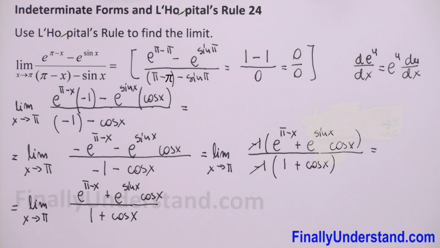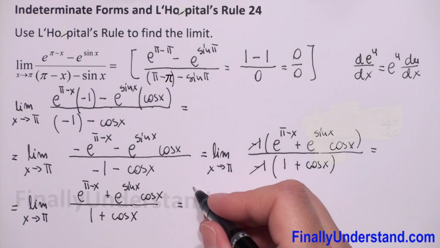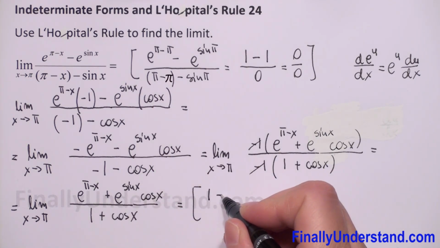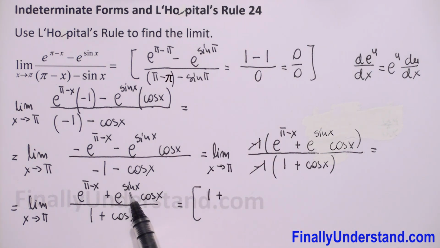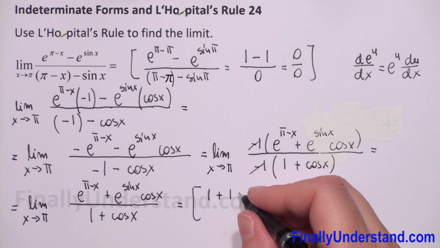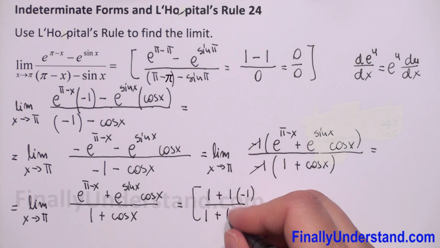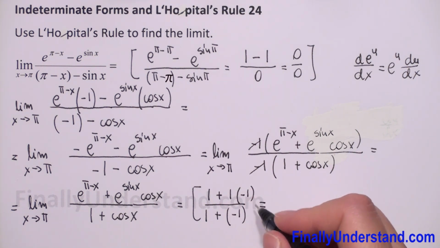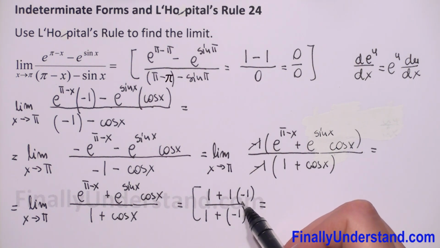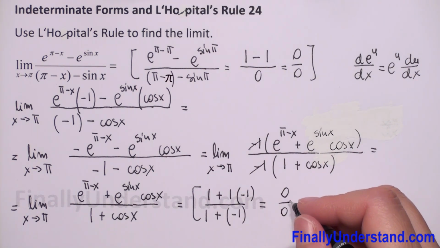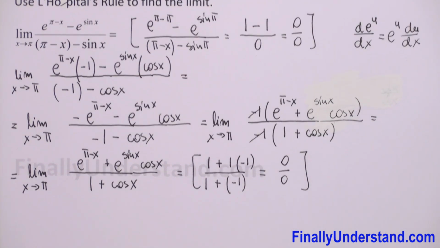Let's see now what will be when we substitute x's by pi. So we will have e to power pi minus pi is 0, e to power 0 is 1, plus we have now e to power sine of pi is 0, e to power 0 is 1, and cosine of pi is equal negative 1. Over, we have 1 plus cosine of pi, again this is negative 1. So this is equal 1, and we have positive times negative is negative, so we have 1 minus 1 is 0, and 1 minus 1 is 0. So we have indeterminate form again. We can use L'Hopital's rule one more time.